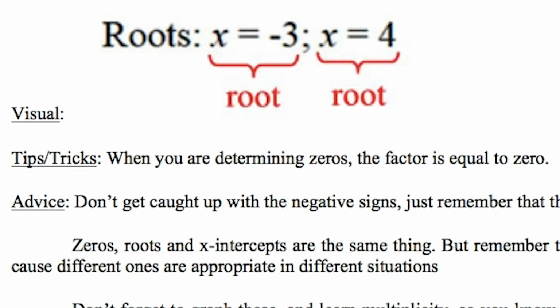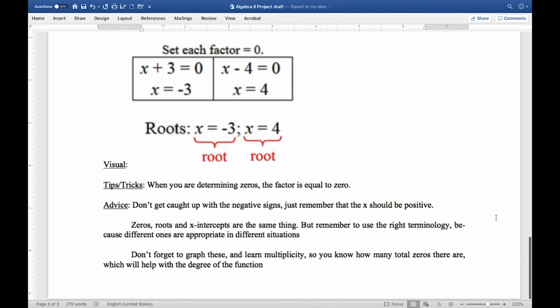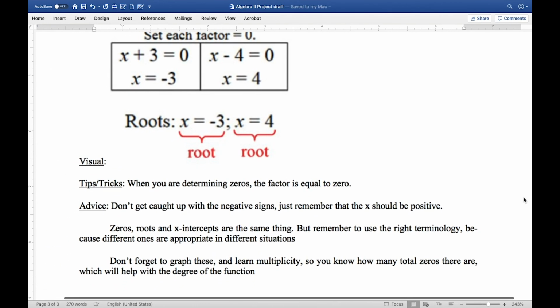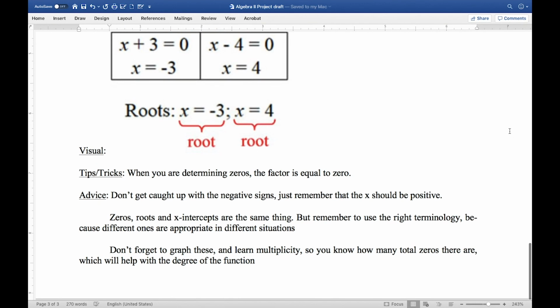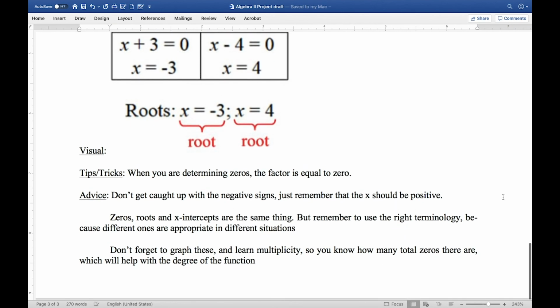Tips and tricks: just remember that when you're determining zeros, the factor is always equal to 0. And I actually made a mistake with this. You should be writing x equals negative 3, like that, instead of how I did it. That was a mistake on my part. Just some advice: don't get caught up with the negative signs. Just remember that the x should be positive. You shouldn't write the root as negative x equals 3. It'd be x equals negative 3.